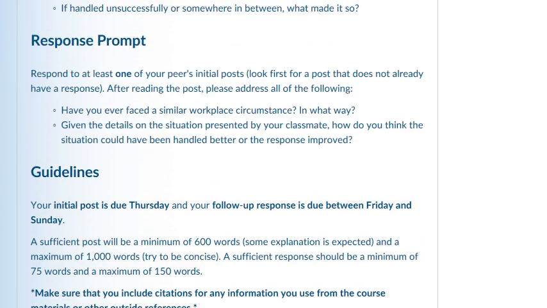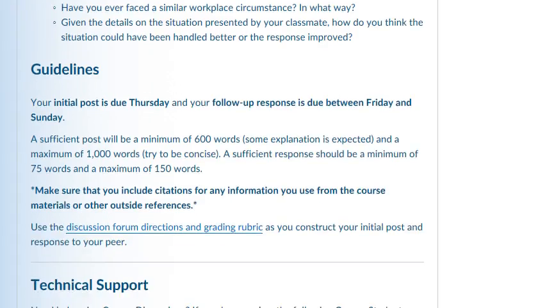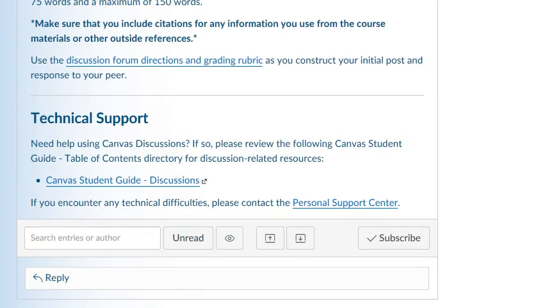Your initial post is due by Thursday. You are to respond to one of your peers. It can be anyone in the class, so you are now not working with your assigned partners in your groups. You are going to do that initial posting by Thursday and the follow-up between Friday and Monday.